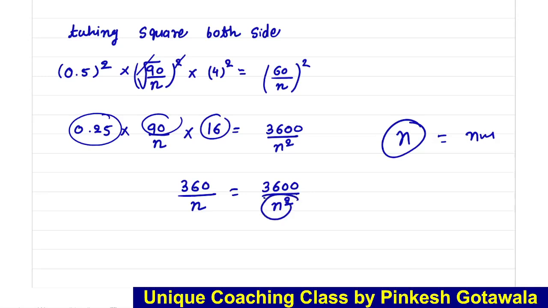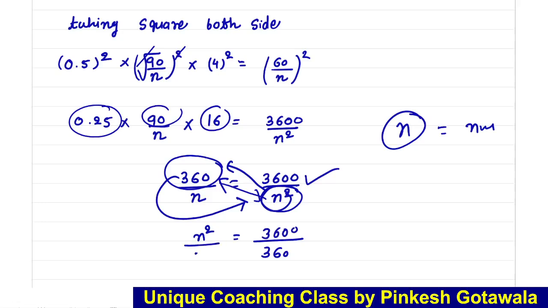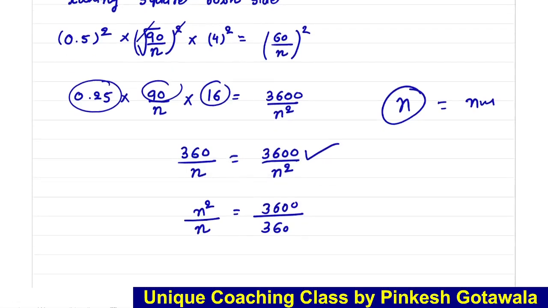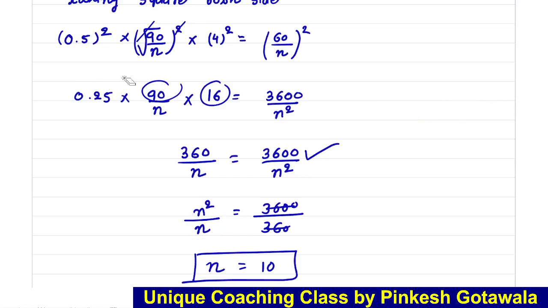So this n square let's write here, and this 360 would be here. So n square would come here and 360 would come there. We just interchange this 360 and n square, and the remaining 3600 and the remaining n stay as they are. So if we solve that, here you will get 10, and n square divided by n, how much would it be? Only n. So we get the answer n is equal to 10. Okay, clear? So with this sum, all the short sums have been covered.